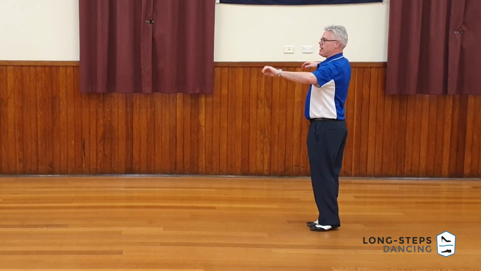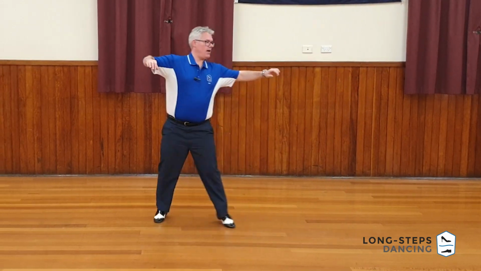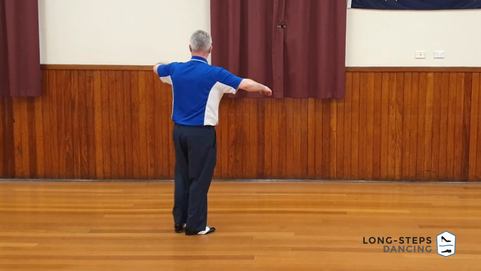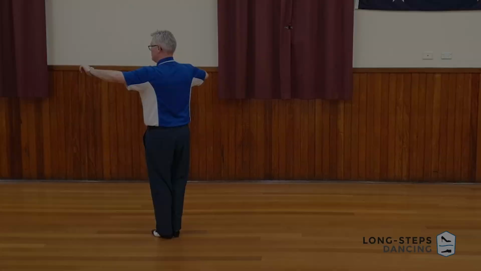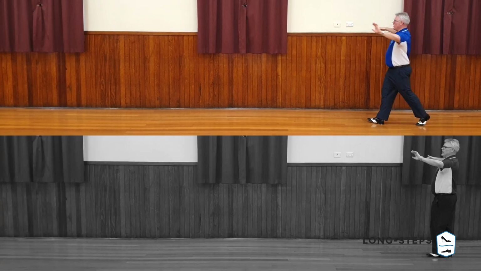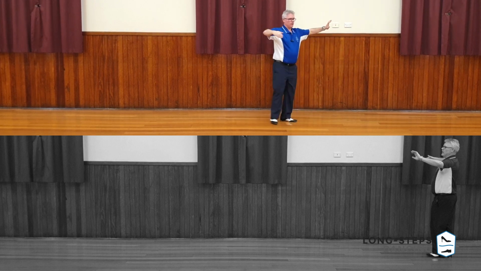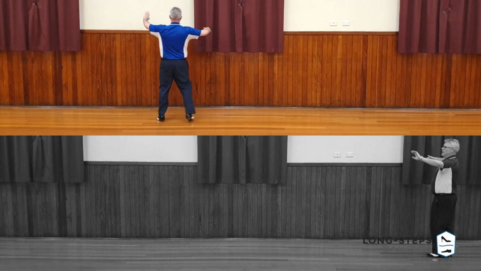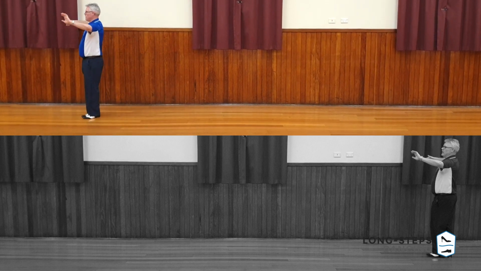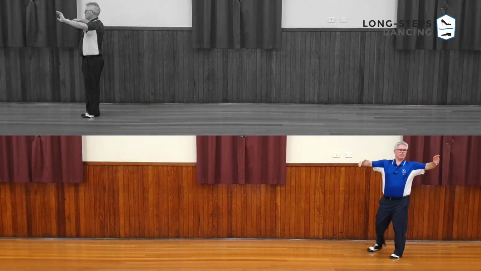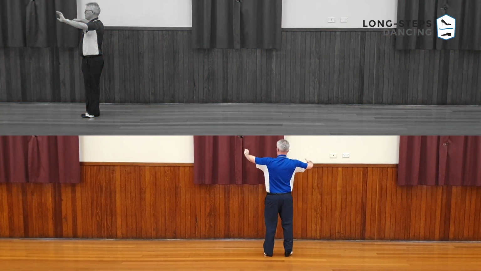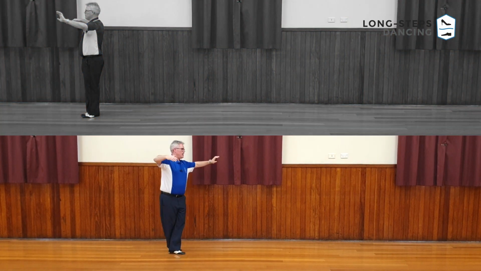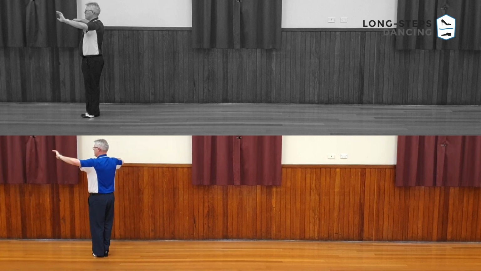Turning reverse, we have forward, side, slide, back, side together. So let's have a look at these side by side. 1, 2, 3, 2, 2, 3. Forward, side, slide, back, side, close. So that's a comparison between the two.